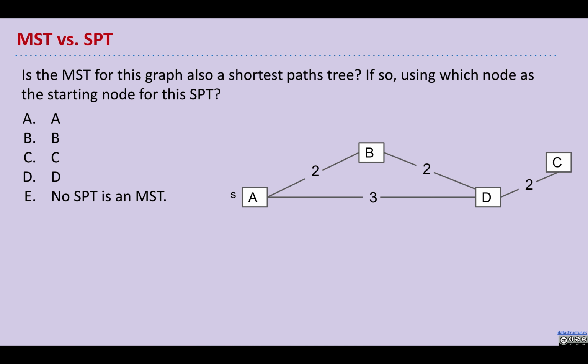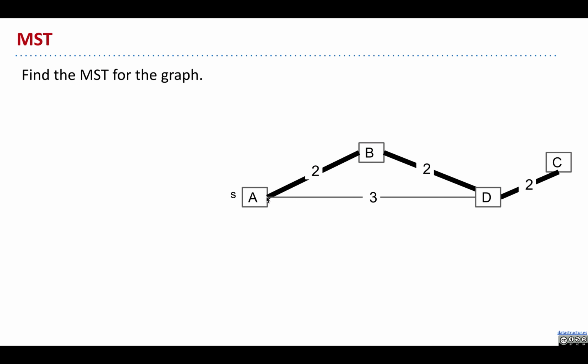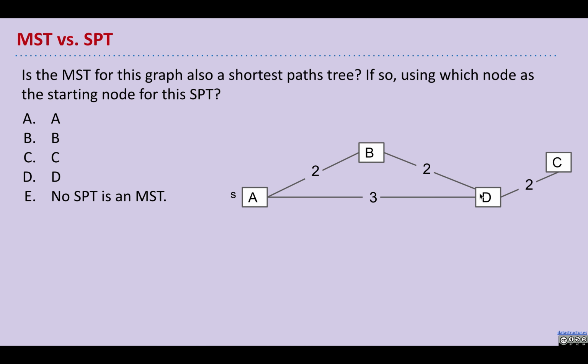All right, so next question is, we know that our minimum spanning tree of this graph looks like this one right over here. All the 2 edges are used. There's also this idea of what we call a shortest paths tree.